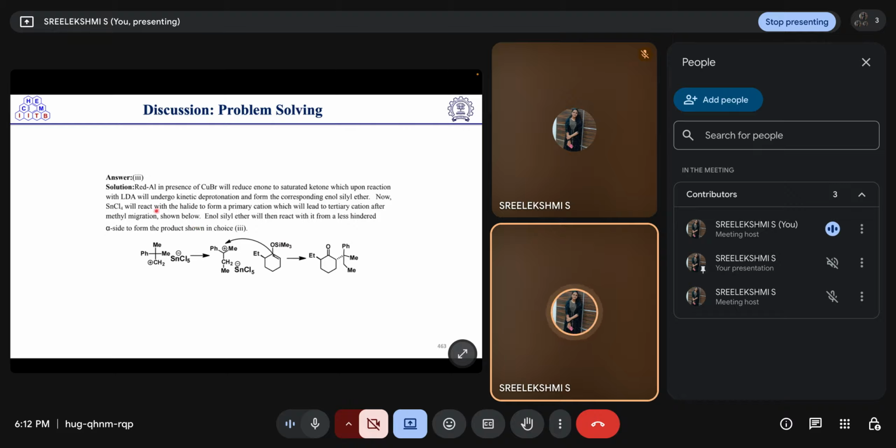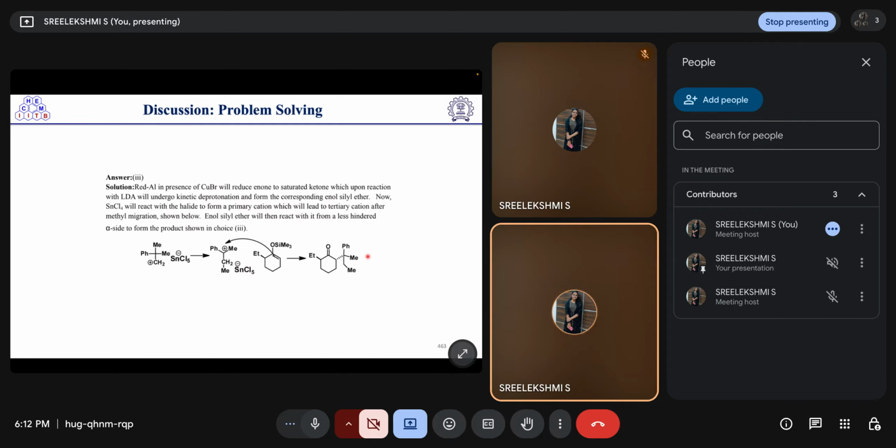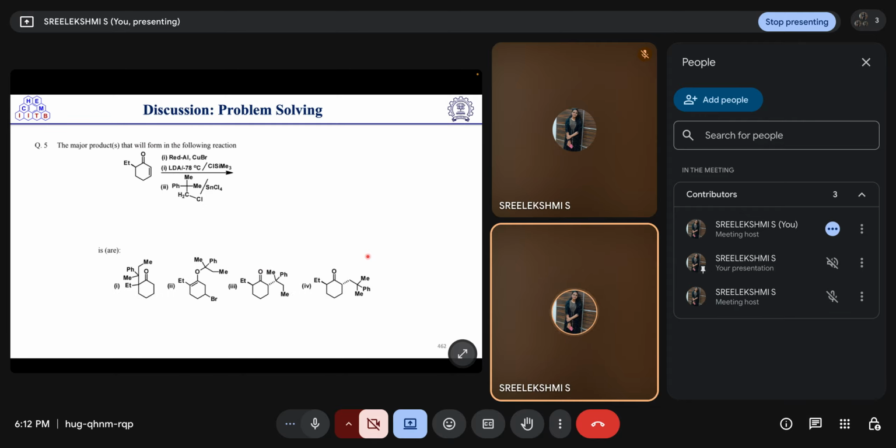Now what will happen? SnCl4 will react with the halide to form this primary cation, which leads to another tertiary cation after this methyl group migration. Then this will attack over this particular carbocation and form this intermediate. Since this ethyl group is above, this attack will be from the below face, so this will come alpha. So the correct answer would be option 3.